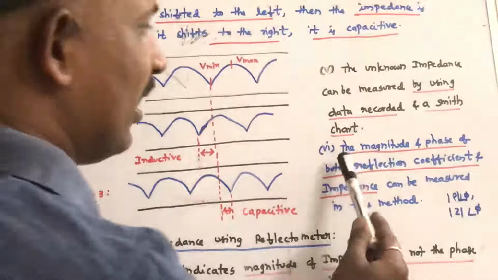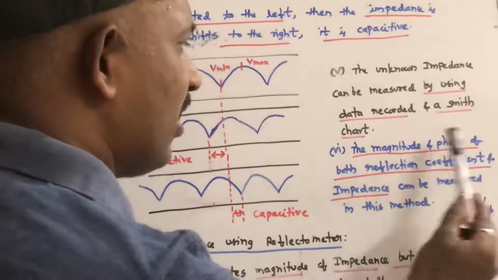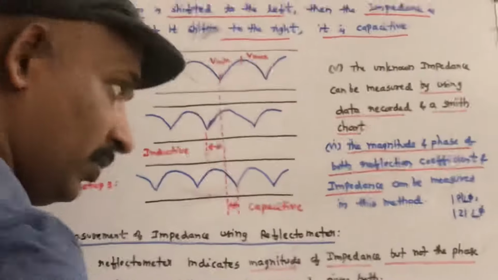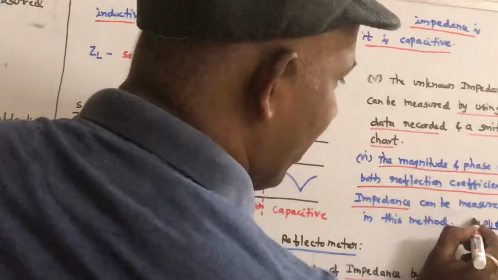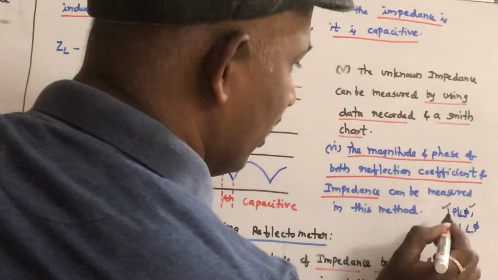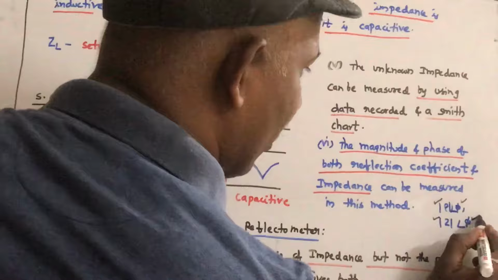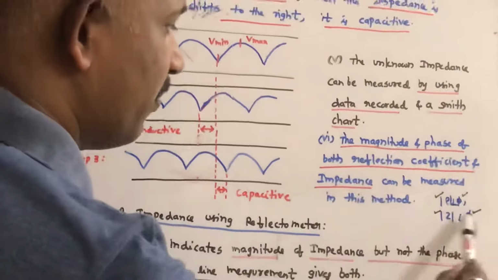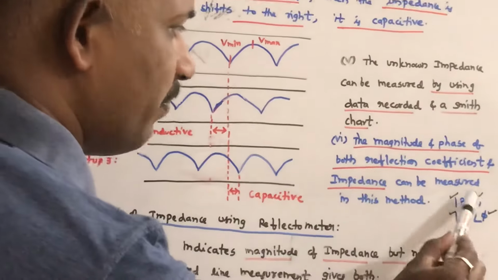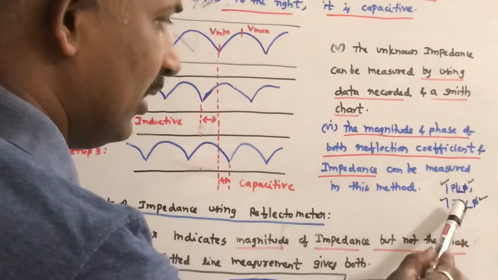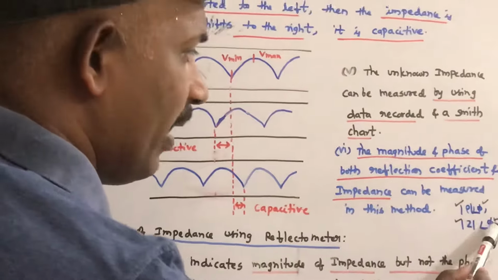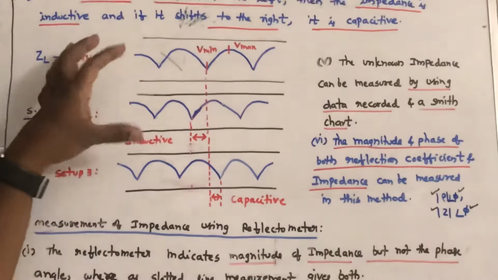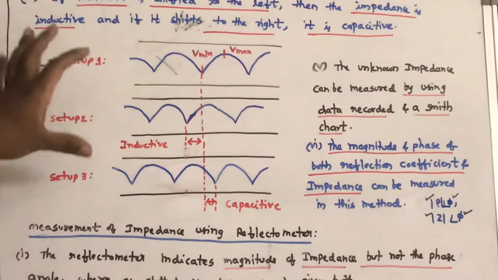This method has the advantage that the magnitude and phase of both the reflection coefficient and impedance can be measured. So this is the magnitude of reflection coefficient, phase of reflection coefficient, the magnitude of impedance, phase of impedance. So these measurements you can make in this method. So this is the slotted line method, which is a very important method to measure the value of unknown impedance.